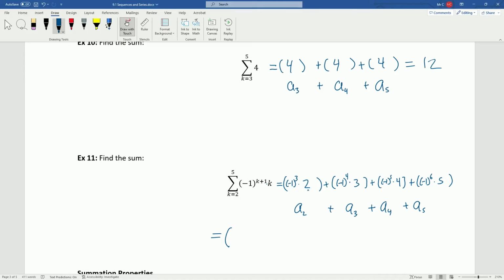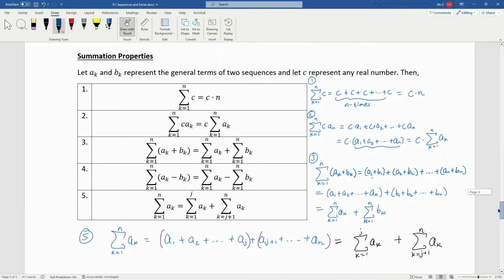This is negative 1 times 2, that's negative 2. Plus, negative 1 to the 4th power is 1, times 3 is 3, plus negative 1 to the 5th power is negative 1 times 4, that's negative 4, plus, and negative 1 to the 6th power is 1 times 5. Okay, negative 2 plus 3 is 1, minus 4 is negative 3, plus 5 is 2. All right, that's it for that sum.